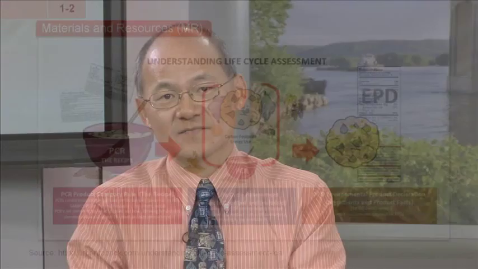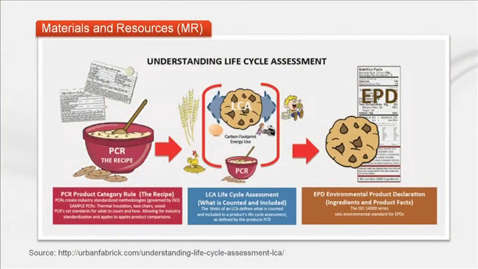Since Environmental Product Declarations are still pretty new to the industry, it might be helpful to use an analogy. You can think of an Environmental Product Declaration like a nutritional label on a food product. But instead of providing information such as calories, fat content, and carbohydrates, an EPD provides information about the environmental impact of that product, such as global warming potential, smog formation, and water use.